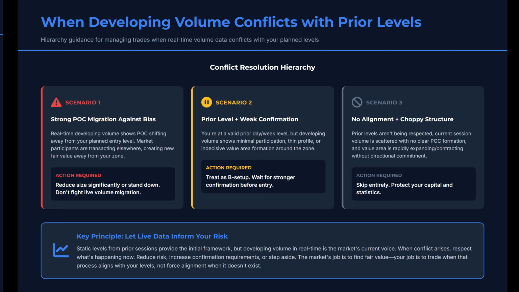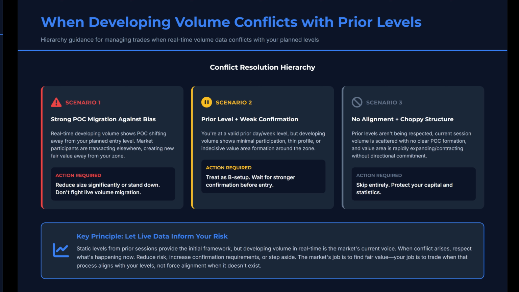Red alert. This is the most dangerous scenario and requires immediate action. You're planning a long entry at a PD VAL, but your real-time developing volume shows the POC shifting away from your planned entry level. The POC is migrating lower in a bearish staircase pattern, or it's already established well below your level and staying sticky at that lower price.